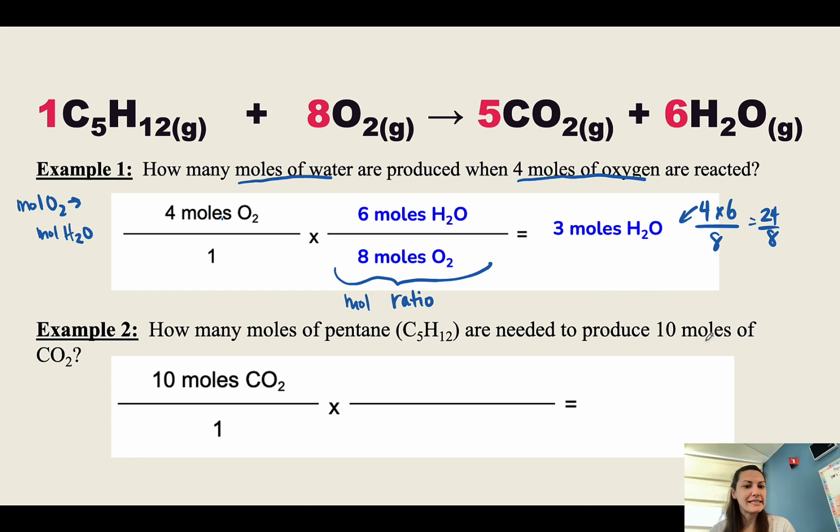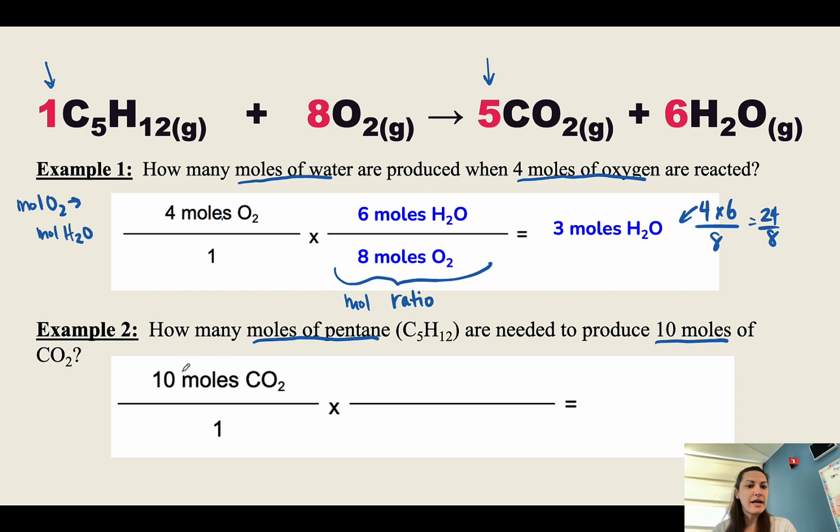Let's try our second example. How many moles of pentane are needed to produce 10 moles of CO2? So we're looking at the relationship between the pentane and the CO2. So we've got 1 mole of pentane to every 5 moles of CO2.